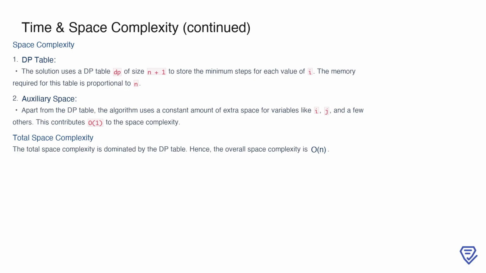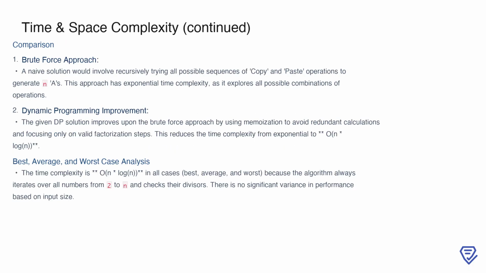This auxiliary space adds an O(1) term to the space complexity. However, since the dp table dominates the space usage, the total space complexity of the solution is O(n). To highlight the efficiency of the dynamic programming solution, let's compare it to a brute force approach.